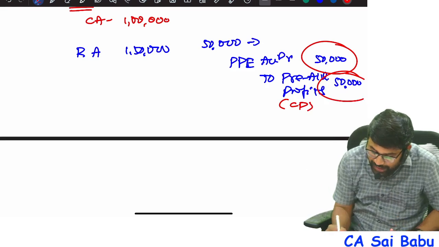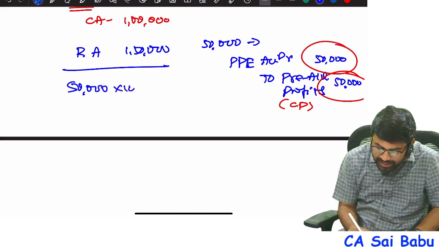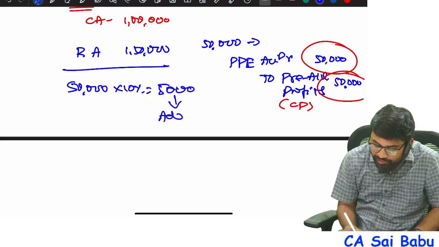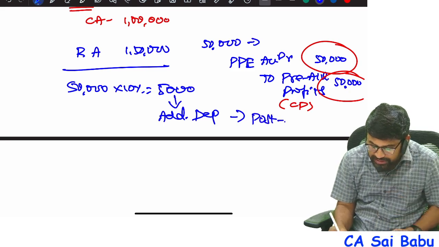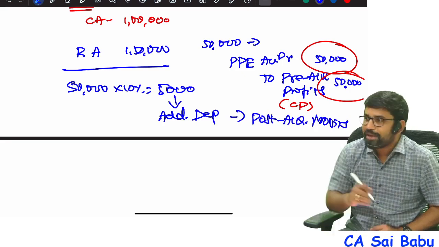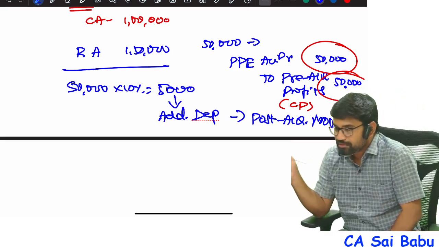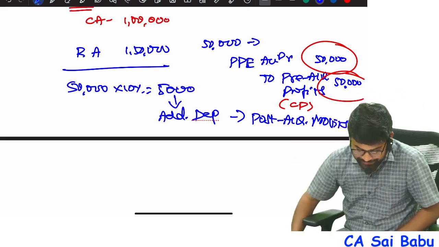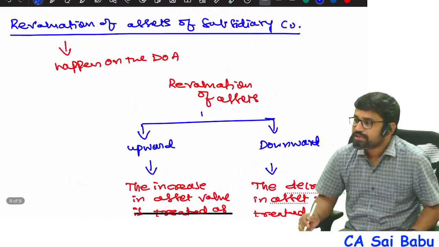And now I increased the asset value by 50,000, right? Suppose depreciation rate is 10%. Therefore, how much additional depreciation do I need to provide? 5,000. This additional depreciation decreases my post-acquisition profits. That's it. My post-acquisition profits will be decreased by 5,000. Only the remaining profits I need to analyze into pre-post. So that's it. This is one adjustment, sir. You understand this adjustment?